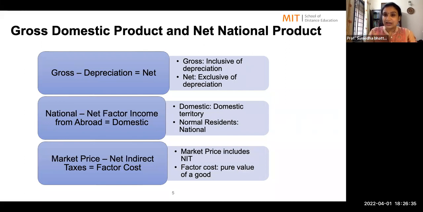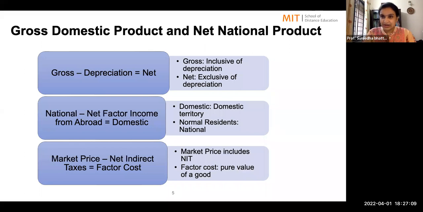Now, when I want to calculate national income, I have to look at the income generated by the normal residents of the country. In this domestic product, I have not included the income generated by maybe State Bank of India, which is located in England, or maybe Reliance, which is operating in Australia, because they are not operating within the domestic territory. But since they are normal residents, I need to include their income. Correct or not?